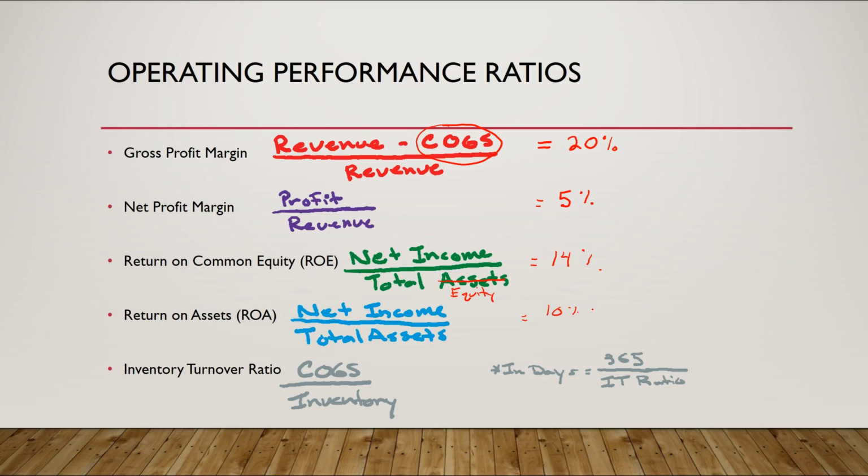The last one we have here is the inventory turnover ratio. Within the inventory turnover ratio, we have cost of goods sold divided by inventory. So what is this? It measures the number of times a company's inventory is turned over within the year. We can also express this in days. You can see a little asterisk here: we can also represent this in days, and that's going to be shown in the subsequent example.